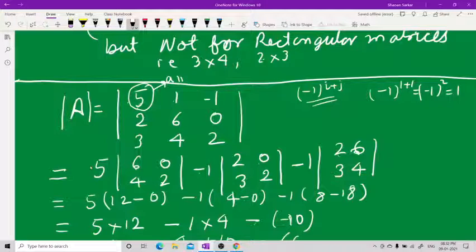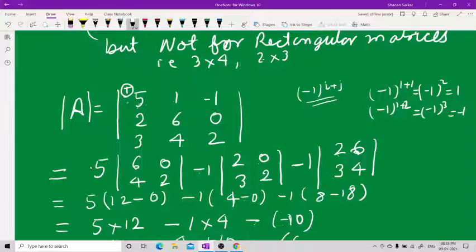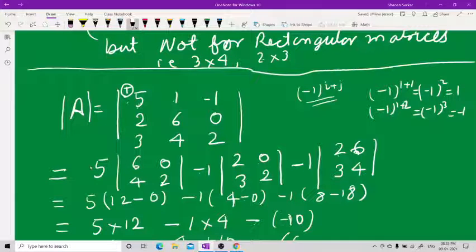So the sign on the top of 5 will be plus. Now you talk about this position. Now this is basically A12. Now minus 1 to the power of 1 plus 2 is minus 1 to the power of 3, and this is minus 1. So the sign on the top of this one would be minus.